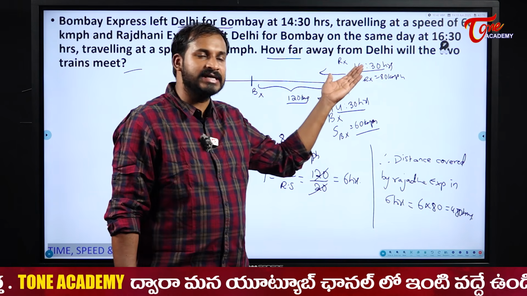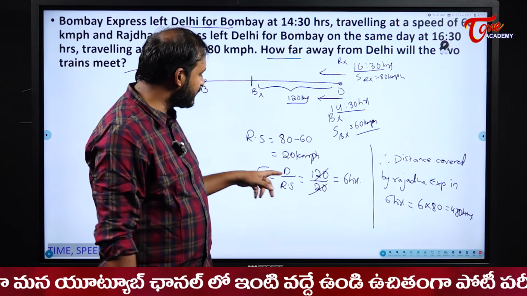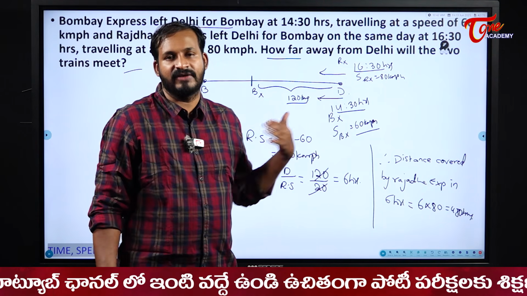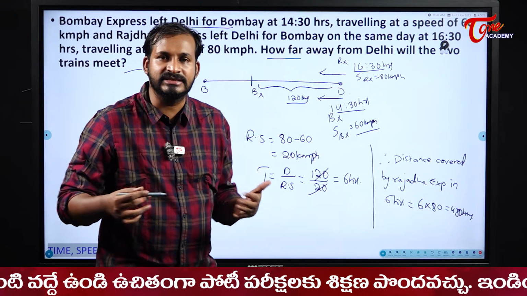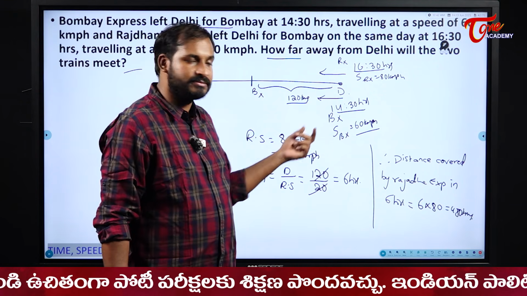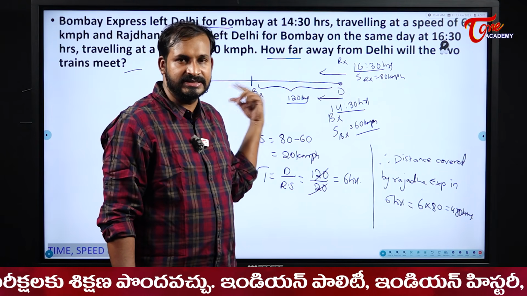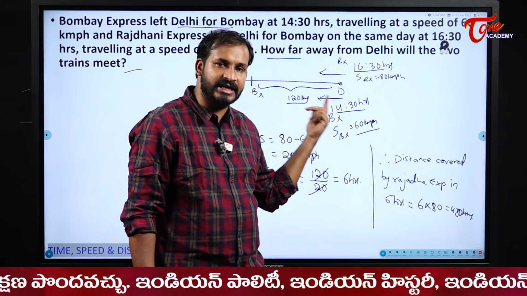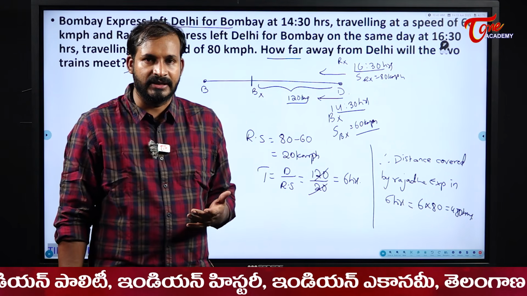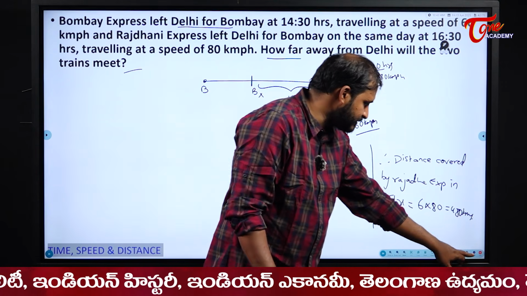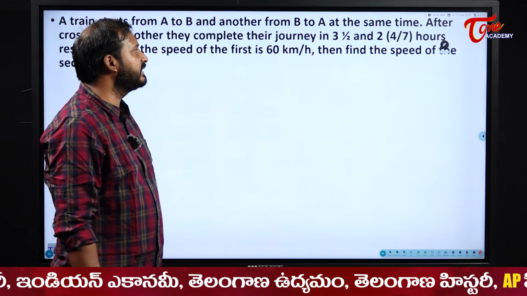You can go with Rajdhani Express or you can go with Bombay Express, but please be careful. Why I have taken Rajdhani is because, anyway, after starting, immediately after 6 hours it is meeting, right? So I can tell the answer very easily. If I take Bombay Express, I should take this initial 120 and then later 60, I mean 6 hours. In 6 hours it will travel 360 and initial 120. Anyway, it will give us the same answer, 480 kilometers. Okay, right? Next one.